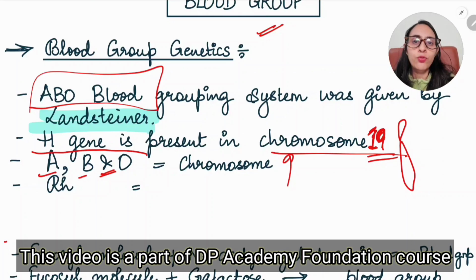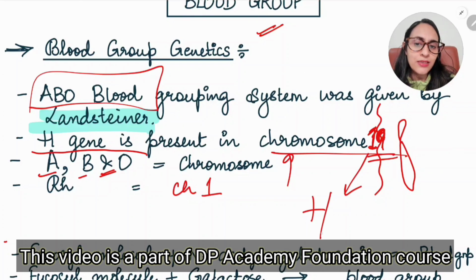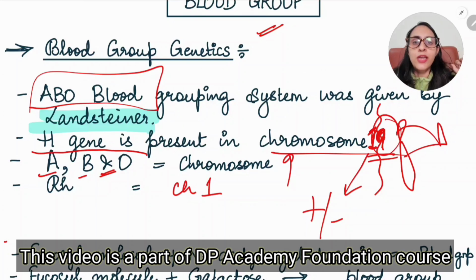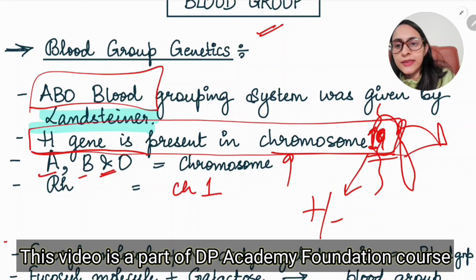And RH blood grouping system, we say either the person is B positive, B negative. So this is RH compatibility. RH is either positive or negative. So RH blood group is on chromosome number 1. So just split the chromosome number 19 into 2. 1 is plus minus, that is RH system, and 9 is AB, all these blood groups that comes in the alphabets. So H gene is present on chromosome number 19 and H gene is present on all these blood groups.